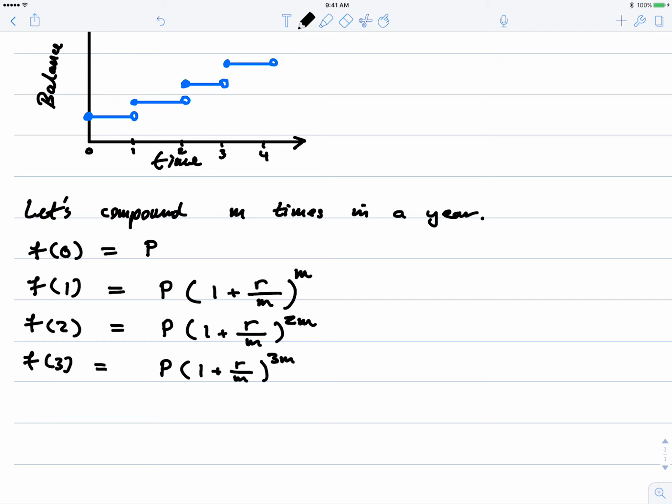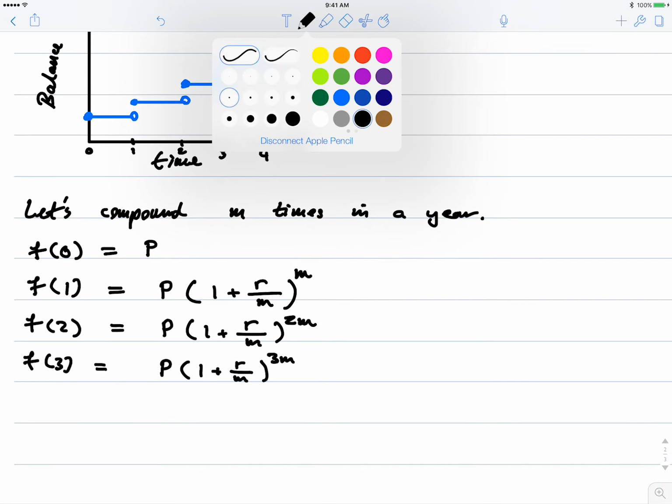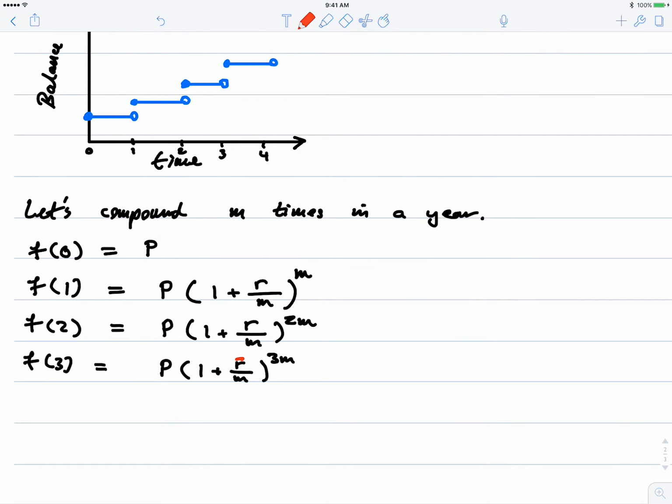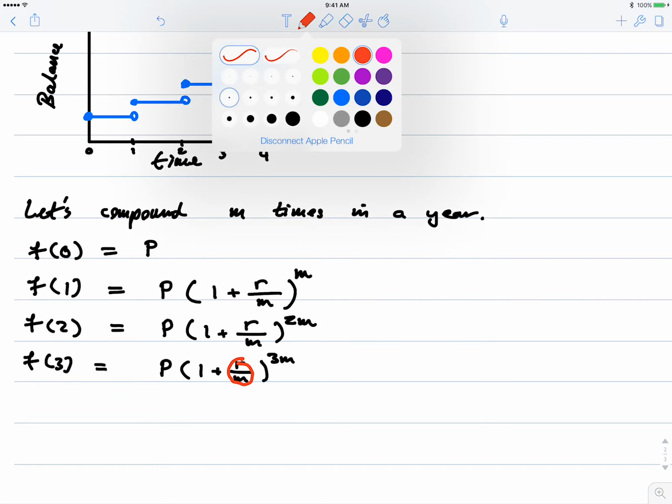So you can kind of see what's going on here. We're counterbalancing two things. We're compounding more frequently, but we are shrinking the interest rate, essentially. So there's kind of a counterbalance. We're dividing the interest rate by m, but then we're compounding m times. So they're kind of balancing each other in some way.